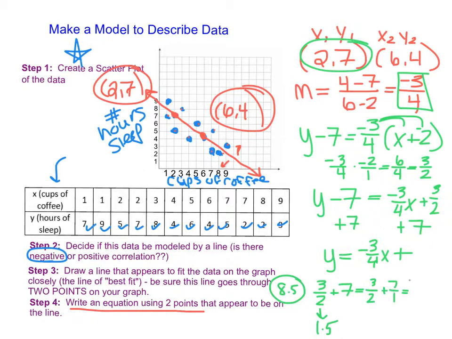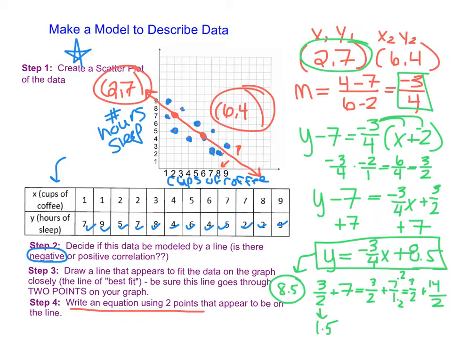The other option is you can keep 3/2 as a fraction and turn 7/1 into a fraction. Then you get 3/2 plus, we need to multiply it by 2 to get common denominators. So 14/2, then added together with 3 would be 17/2, which if you divide, 17/2 is the same thing as 8.5. So you could either write y equals negative 3/4 x plus 17/2, or you could write negative 3/4 x plus 8.5. Either answer would be okay.